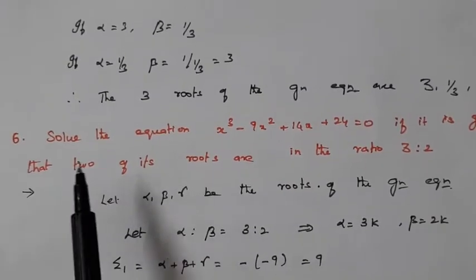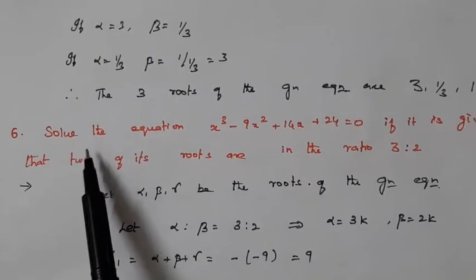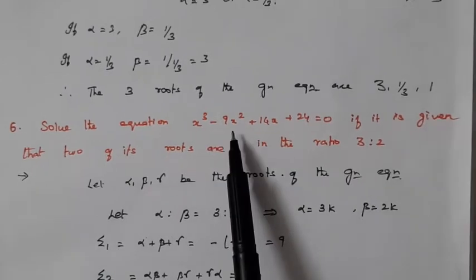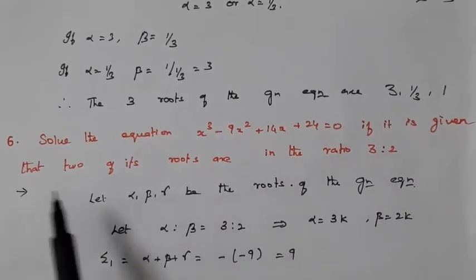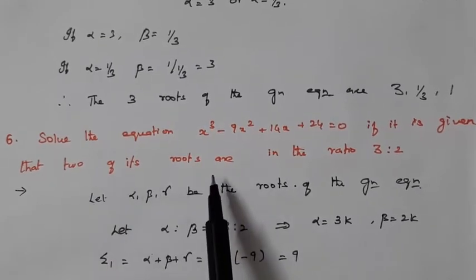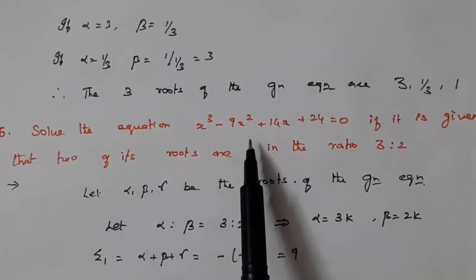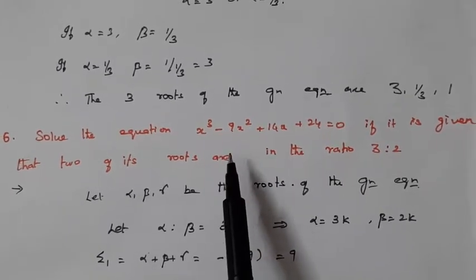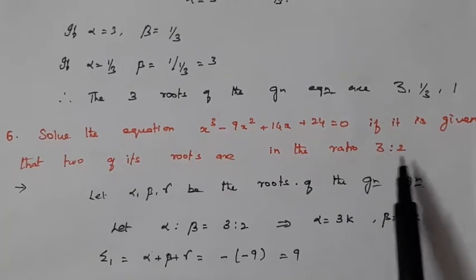Already we have finished the 5th one in the previous video, so let us continue with the 6th one. Solve the equation x cube minus 9x squared plus 14x plus 24 is equal to 0 if it is given that 2 of its roots are in the ratio 3:2. So it is just like the previous problem, you have to find out 3 values, but using the condition that any 2 roots are in the ratio 3:2, okay.